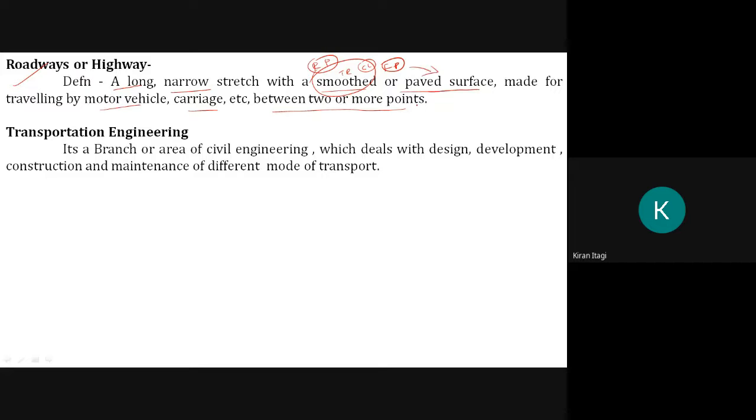Paved surface. Initially, we were having some rough roads. We will call that one Macadam roads. We will see in the classifications. In our olden days, we were not having any CC road or any asphalt roads.